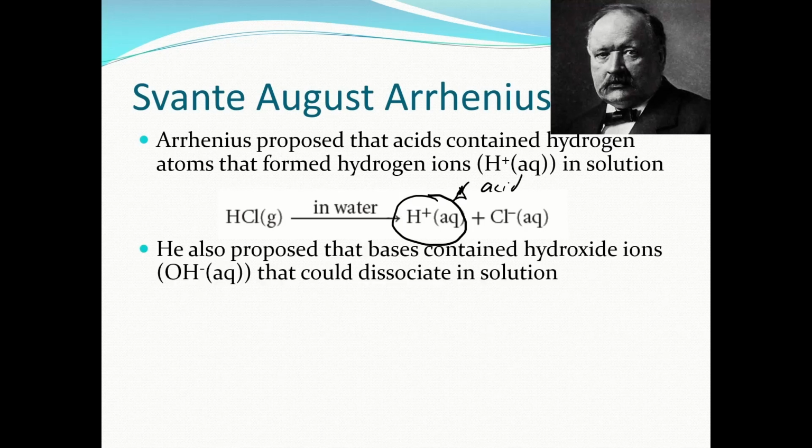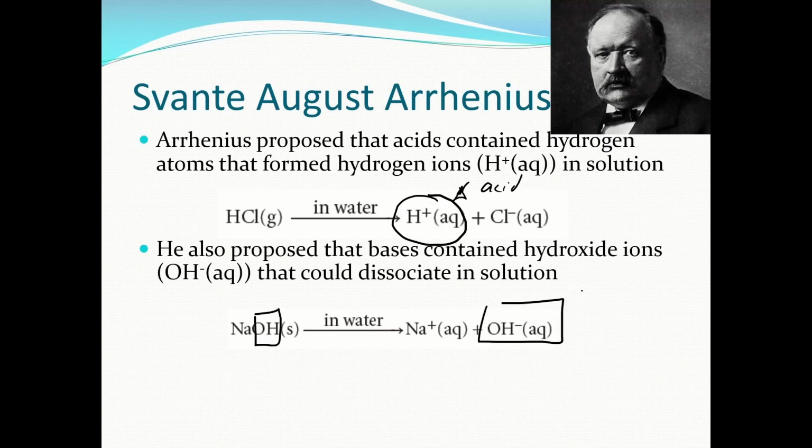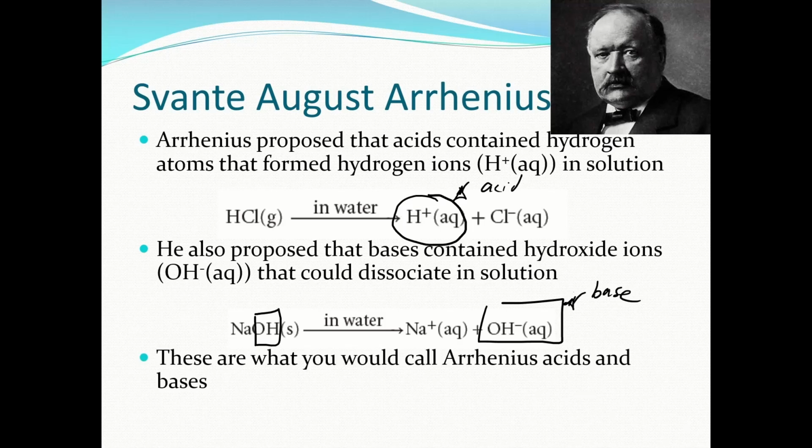So bases are the same thing, but bases contain hydroxide ions. So if I take something with hydroxide, which is this OH here, and I dissolve it in water, it's going to make ions. That's why it conducts electricity. But the fact that it has this OH makes it a base. Right? So anything that dissolves in water to make H plus is an acid. Anything that dissolves in water to make OH is a base. That's what we call Arrhenius acids and bases.